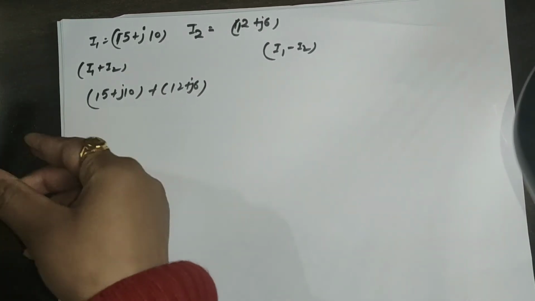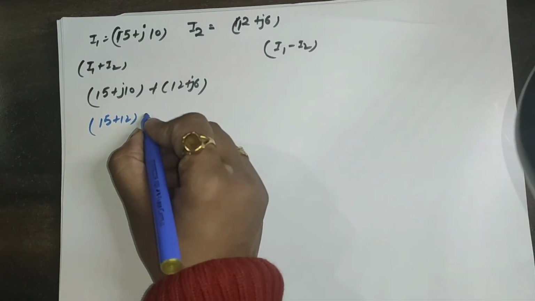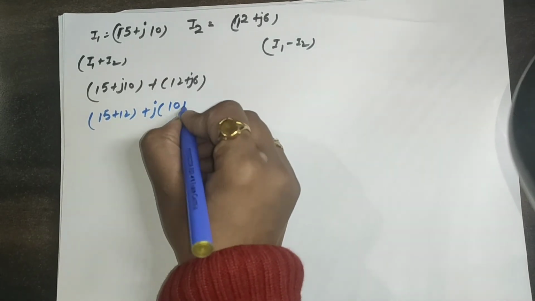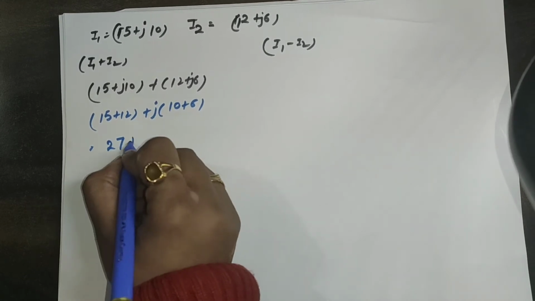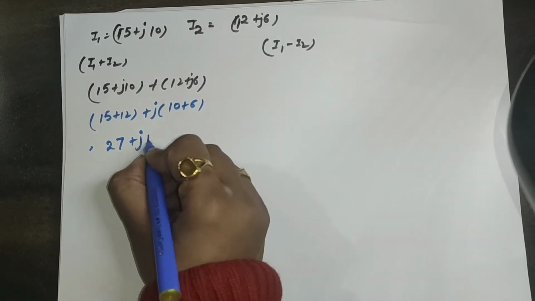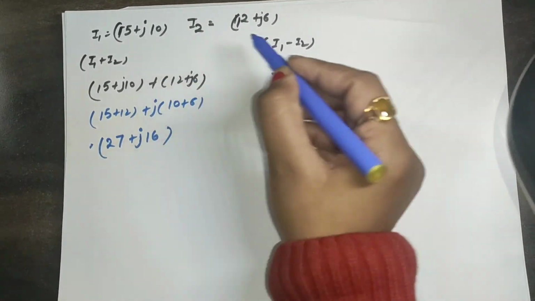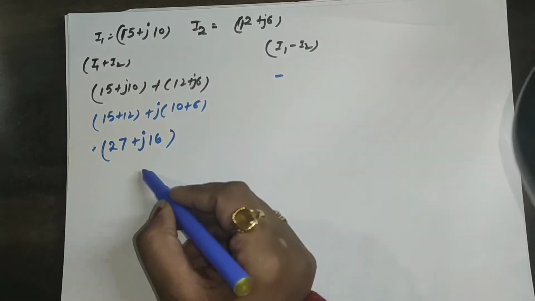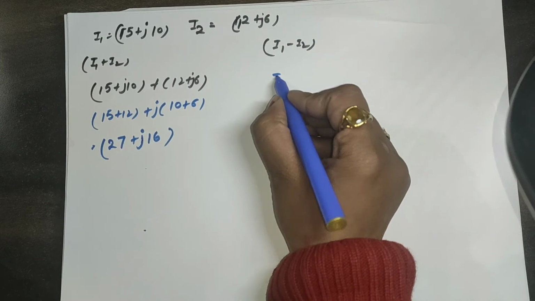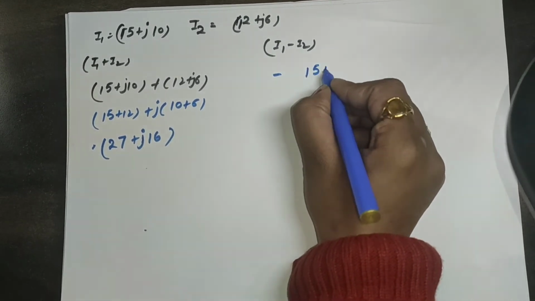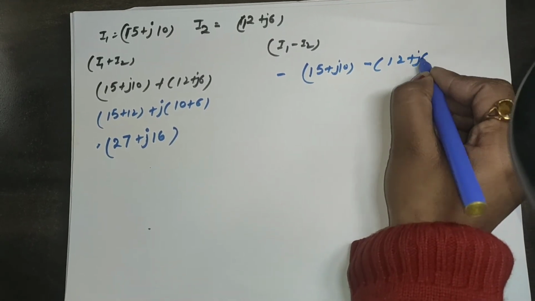Okay, now 15 plus 12 plus J10 plus 6. So here 27 plus J16. Okay, so this is your I1 plus I2. Now we are not taking here magnitude and angle, because in the question we have to perform only I1 plus I2. So here I1 minus I2, that will be 15 plus J10 minus 12 plus J6.